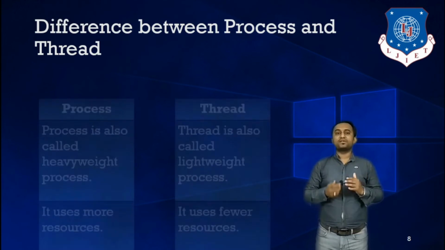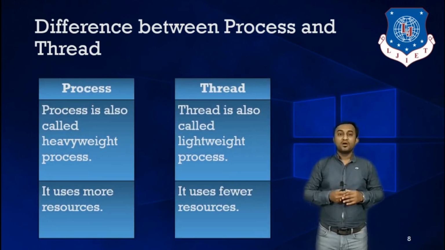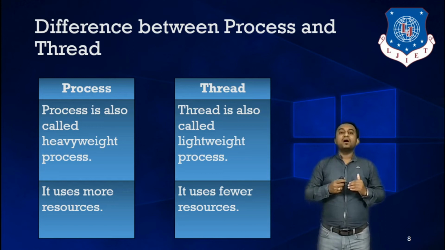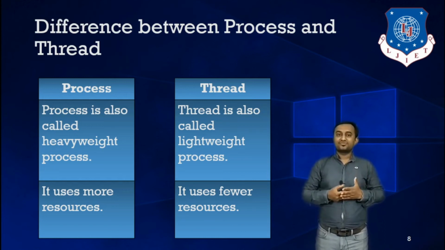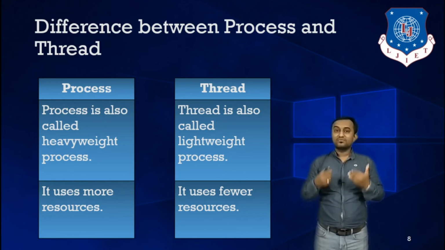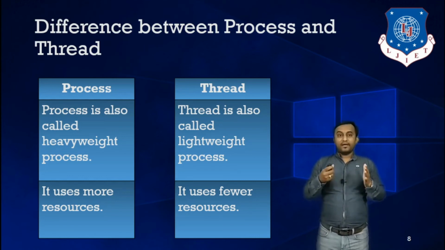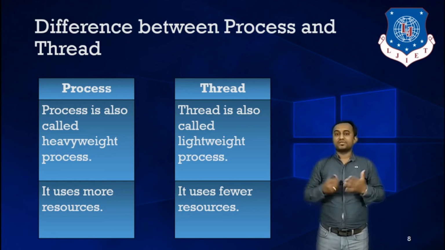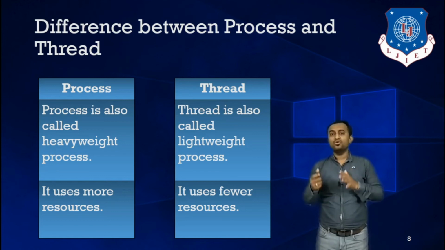So what is process and what is thread? Let us discuss the first difference. Process is also called heavyweight process and thread is also called lightweight process. As I told you earlier, thread is nothing but a part of process, obviously, and it contains only 4 pieces of information. That's why it is called lightweight process or lightweight thread. A process is also called heavyweight process because it contains 7 to 8 pieces of information within its process control block. So that's why it is heavyweight as compared to thread.